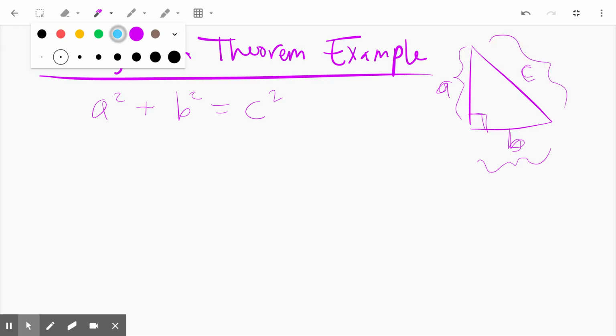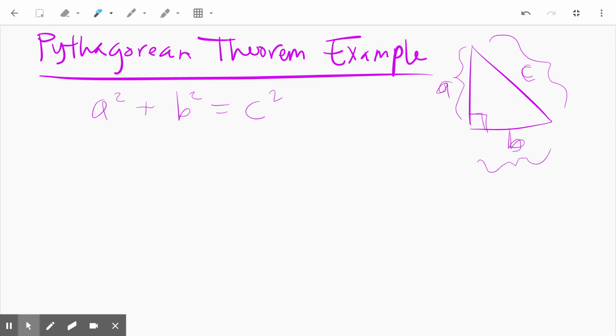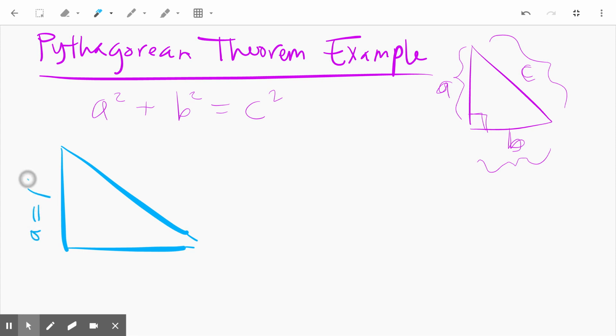Okay, so let's go over an example of this really quickly. Say I have a right triangle, pretend that connects. And I'm going to say that side A is 11 feet. Side B, we're going to say is 12 feet. And we want to know the length of side C.